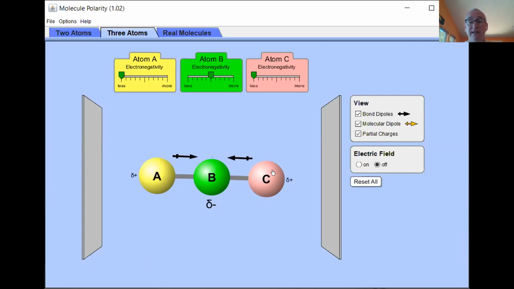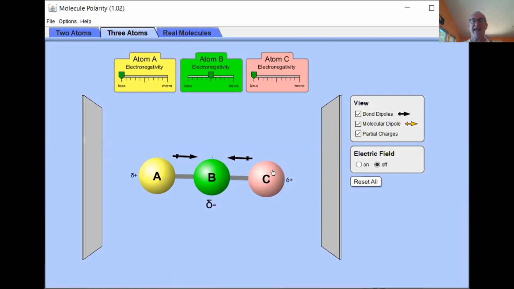So you can see that when it's linear, the two bond dipoles are completely opposite. They're pointing in opposite directions. One's pointing to the left, and one's pointing exactly in the opposite direction to the right. And so when they're pointing in opposite directions, what happens when you add them together? Cancels out. They cancel out. And that is the key to the whole thing here.